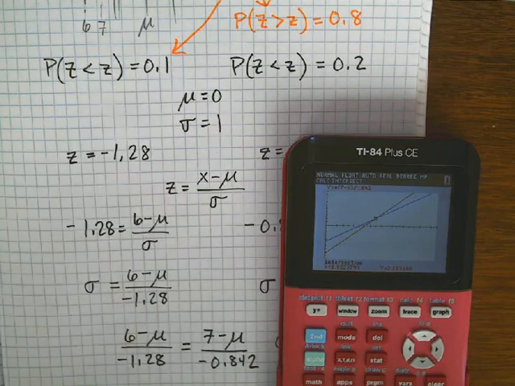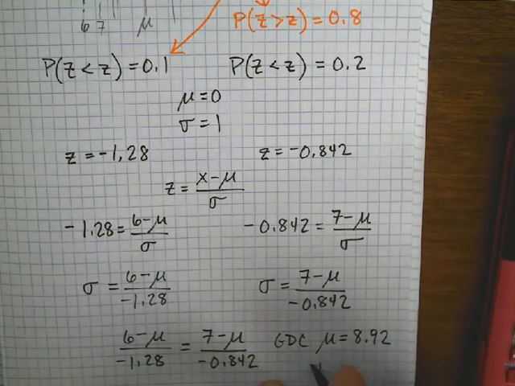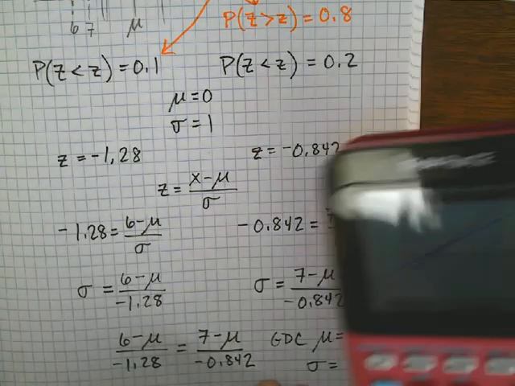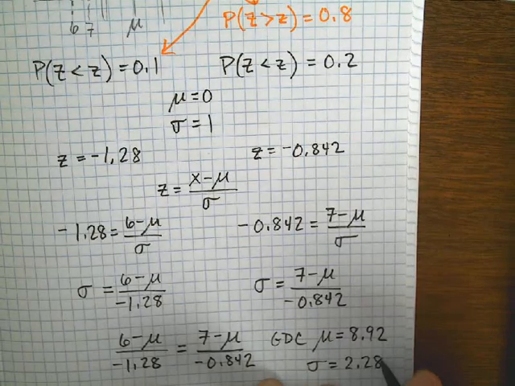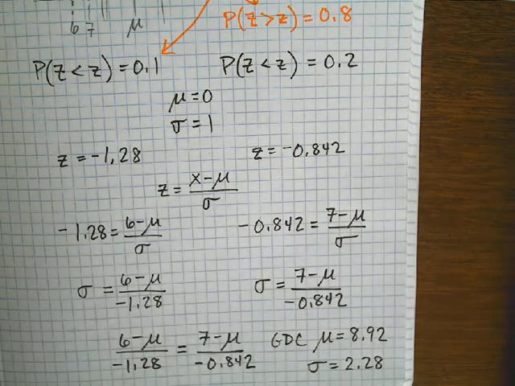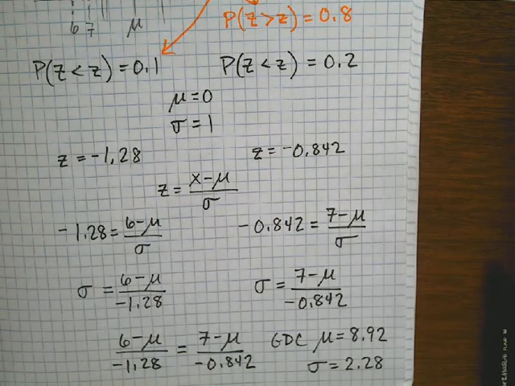Oh, brilliant. I don't even need to do any more work. So my standard deviation is, what was it? 2.28. All right, there you go. Only took me 28 minutes to do those 4 examples. And so now it's your turn.